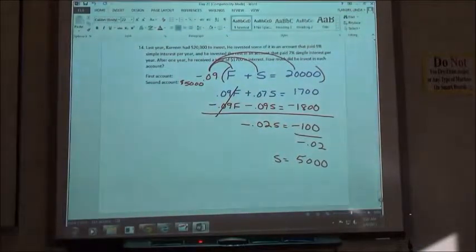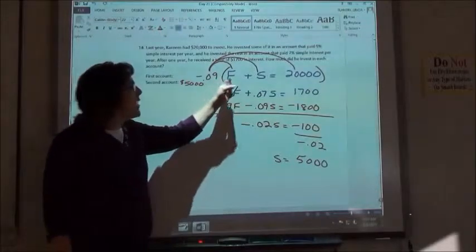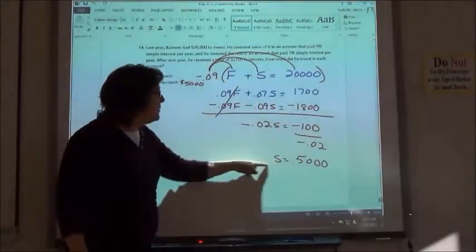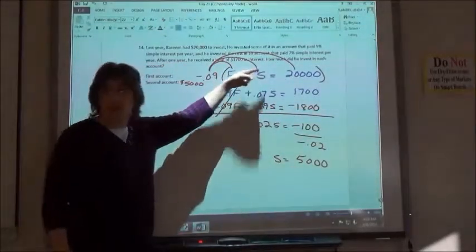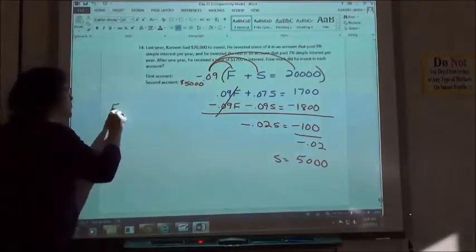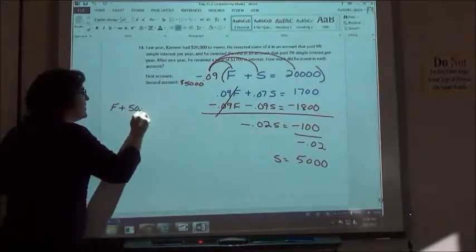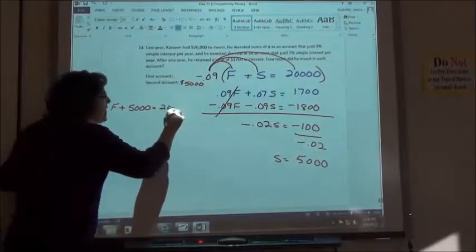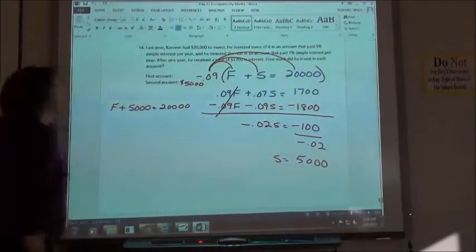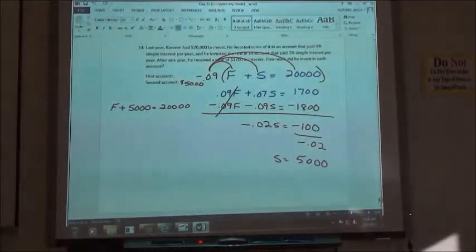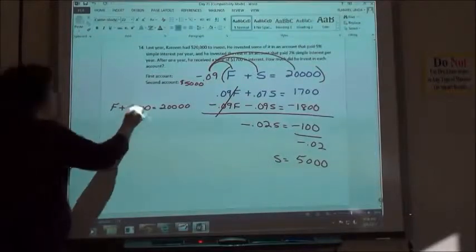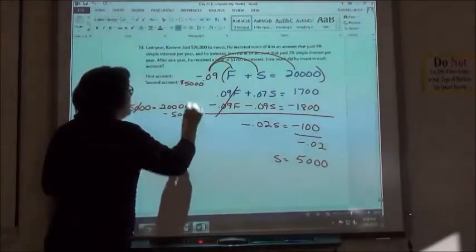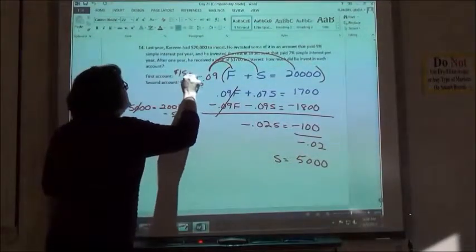We still need to go back and figure out how much we put in our first account. So much like those other ones where we had that adding, we substituted that in that first equation and said, well, the first one plus the 5,000 from the second one had to equal the 20,000 that we had to invest. And so if we subtract 5,000, we must have put 15,000 in our first account.